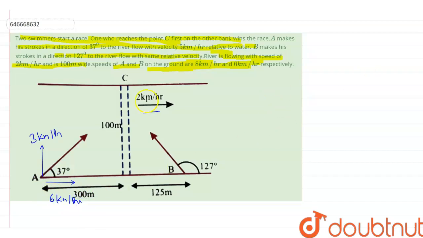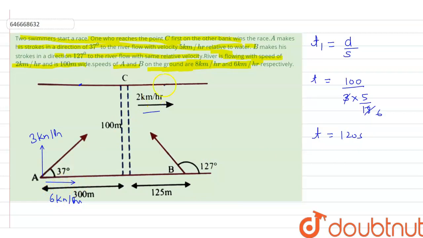So let's first calculate in what time A reaches the other side of the river. Time t1 will be equal to distance upon speed. Distance here is 100 meters. Speed in the vertical direction is 3 km per hour. When we convert this into meters per second, it is 3 into 5 by 18, and this is 3 times 6. So from here the time comes out as 120 seconds. In this time period A reaches the other side of the bank.